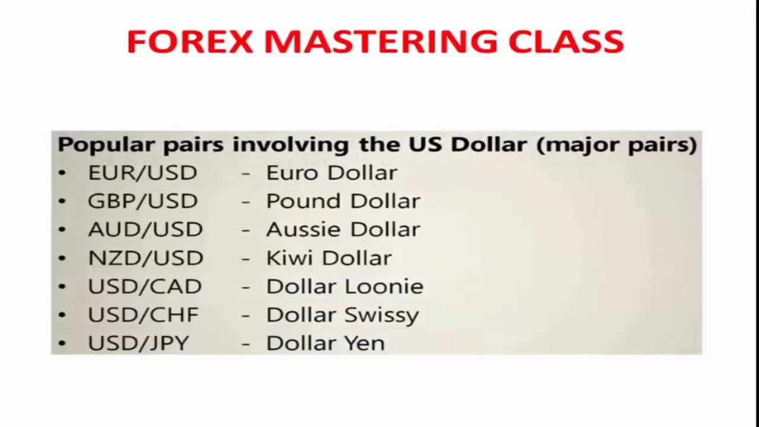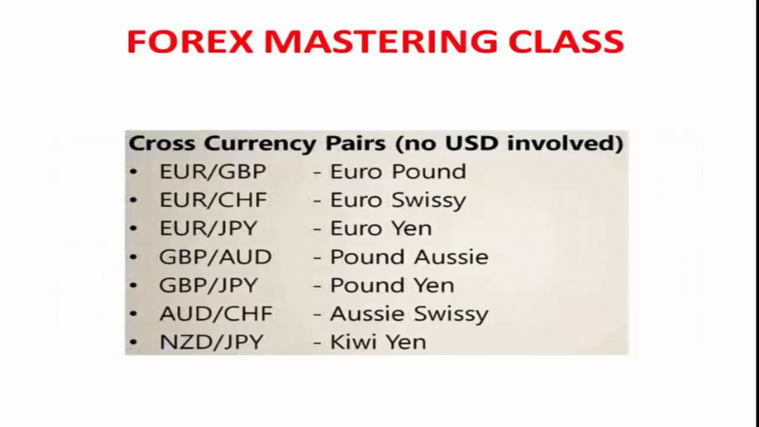Popular pairs involving the US dollar. These are the popular pairs involving the US dollar. We have EUR/USD, GBP/USD, AUD/USD, then NZD/USD, USD/CAD, then USD/CHF, then USD/JPY. These are the ones that have to do with the US, which people always trade, and there are also ones that don't have anything to do with the US at all, and people really always trade them.